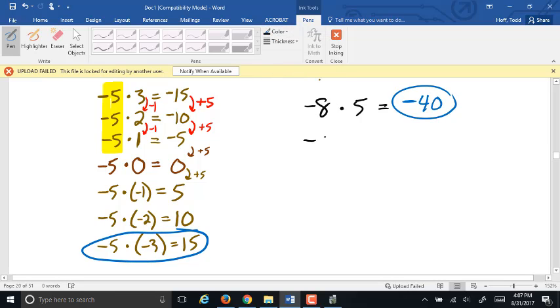If I have a negative 7 times a negative 4, my answer has to be positive or negative? Positive. Negative times a negative is a positive. 7 times 4? 28. So negative 7 times negative 4 is a positive 28.